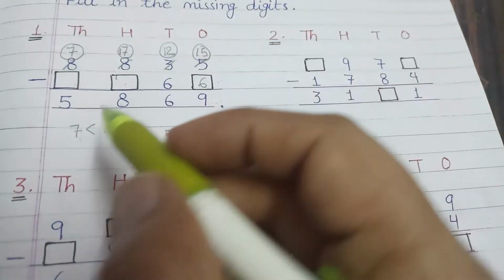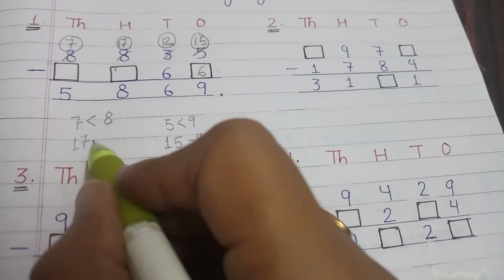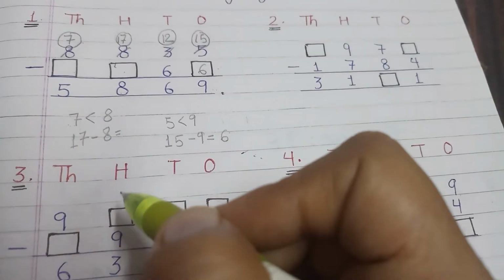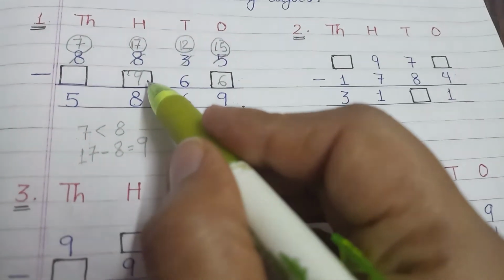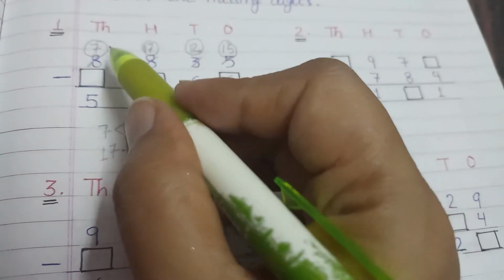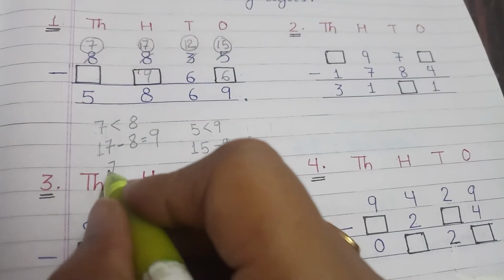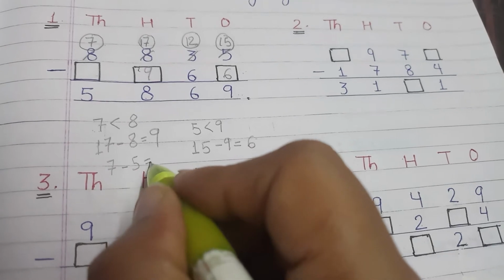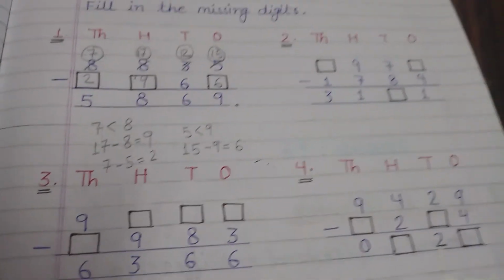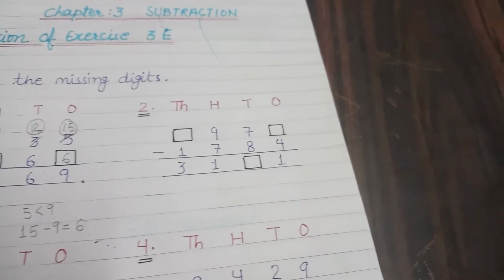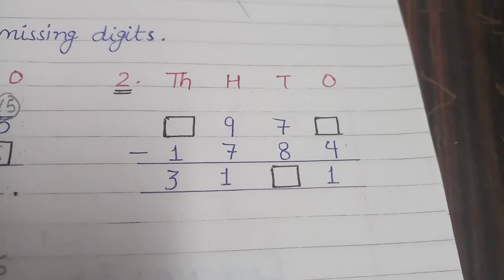Here we have to borrow, so 17 minus 8 is 9. What will come here? 17 minus 8, 9. So here comes 9. Now here 7. So 7 minus 5, minuend minus difference, is 2. So here comes 2. So see, with the help of these points how we can solve these missing digits.